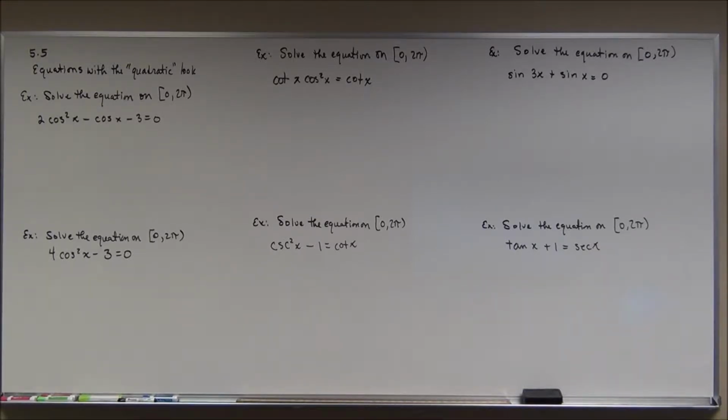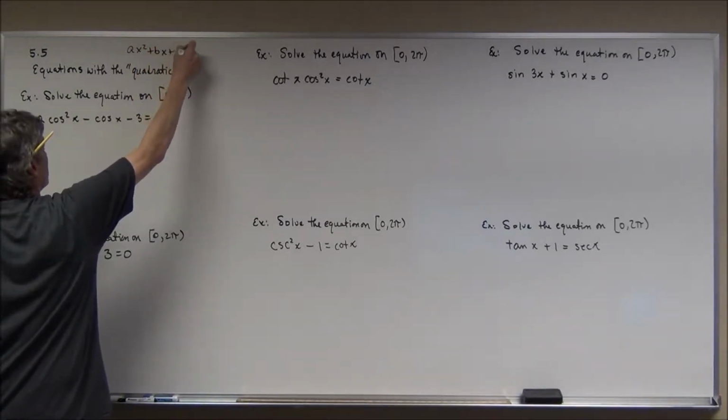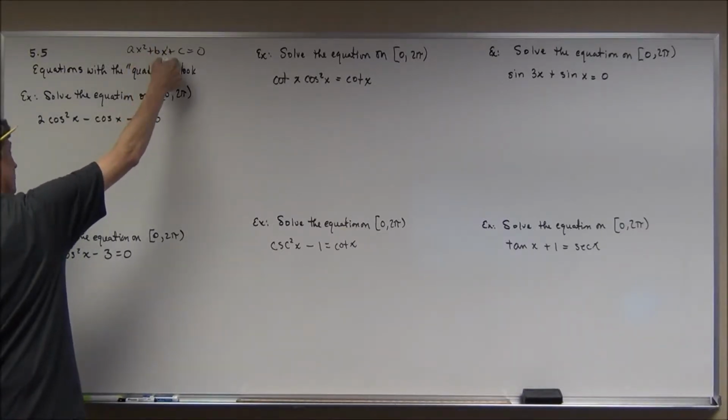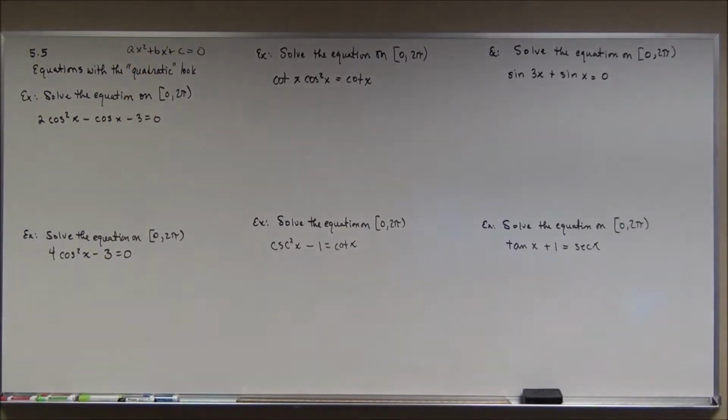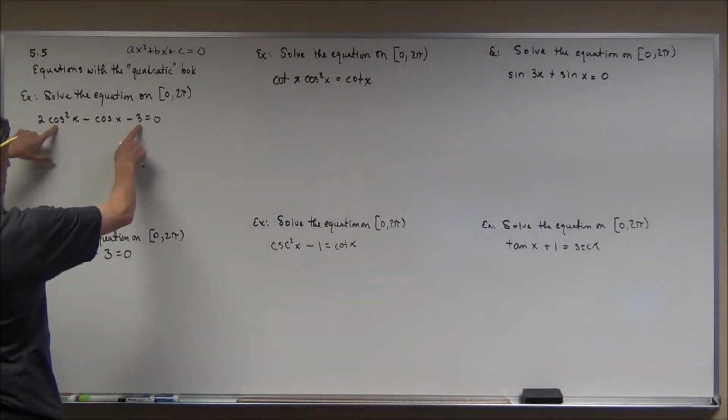Well, a quadratic equation in your Algebra 1 and Algebra 2 days was something in the form like ax squared plus bx plus c is equal to 0. You had three terms. You had degree 1 in the middle, degree 2 in the first term, and then a constant term when you had it written in descending order. So we have that look, and as you can see in this equation, that's the look I'm going for here. Notice there are three terms, including a constant term.